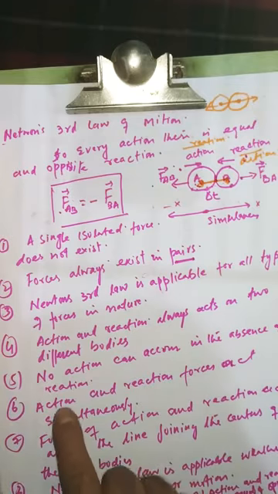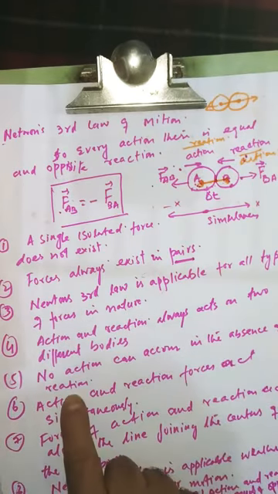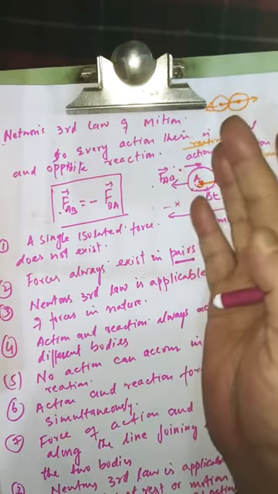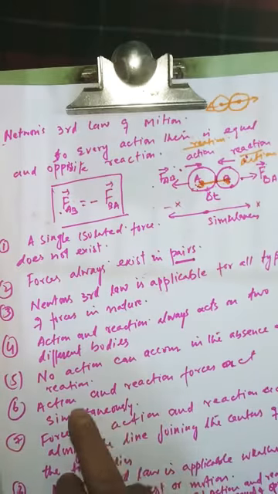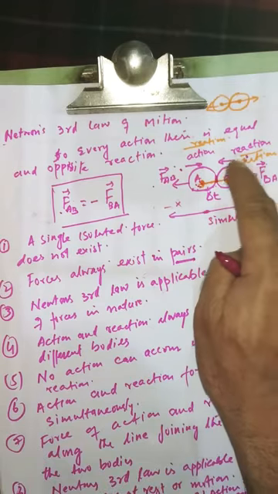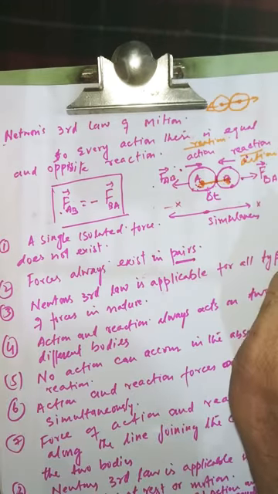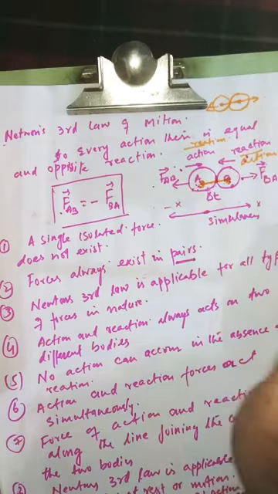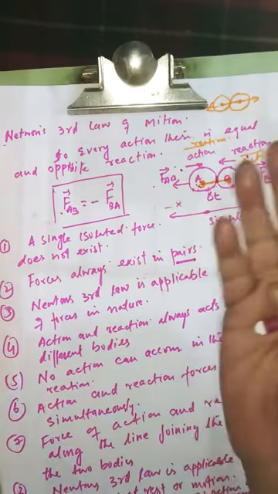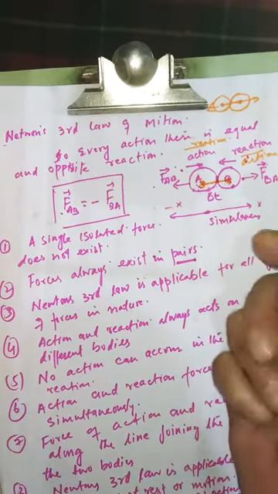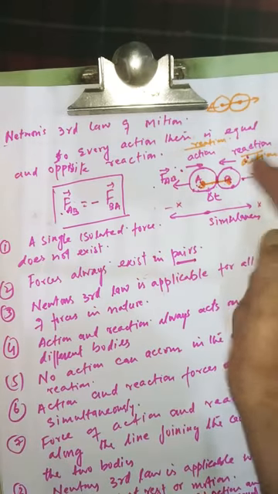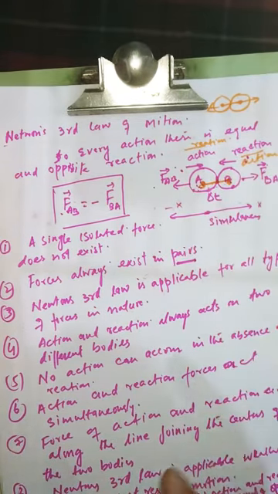Theek? No action can occur in the absence of reaction. Jab tak na action ho, reaction nahi hogi. Jab tak na reaction ho, action nahi hogi. Baat samajh mein aayi? Action and reaction forces are simultaneous. Ek hi saath mein ho rahi hain. Jaise hi ye aapas mein touch karte hain, ye ek dusre pe usi time forces lagate hain. One will be called action and another will be called reaction. It is up to the person which force he calls action and which he calls reaction, because they are simultaneous. We cannot separate them.